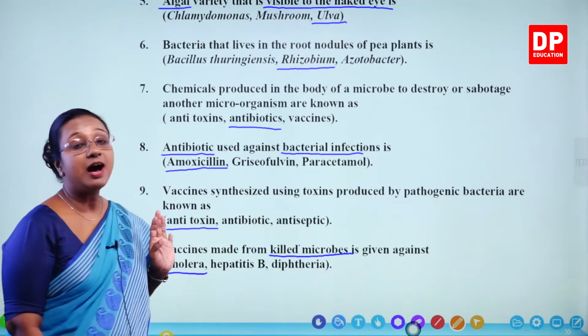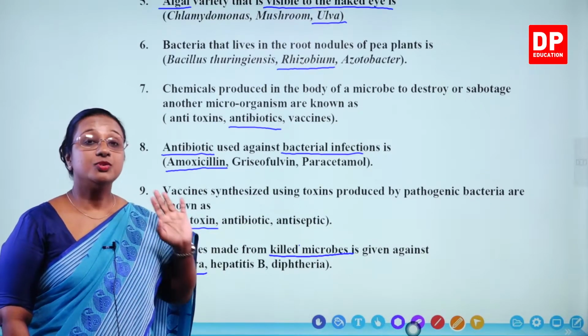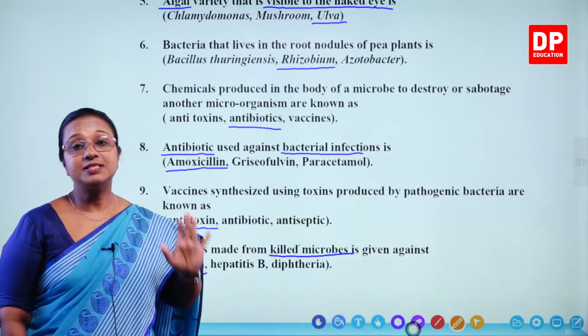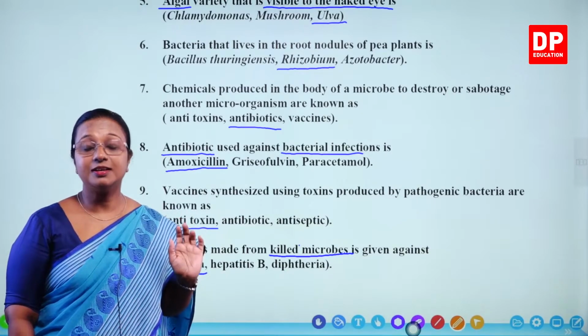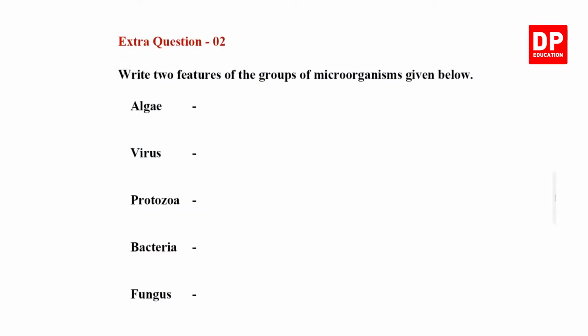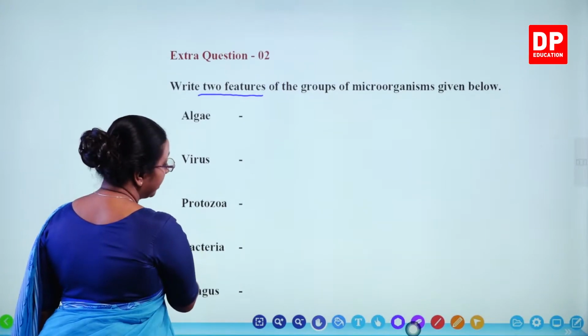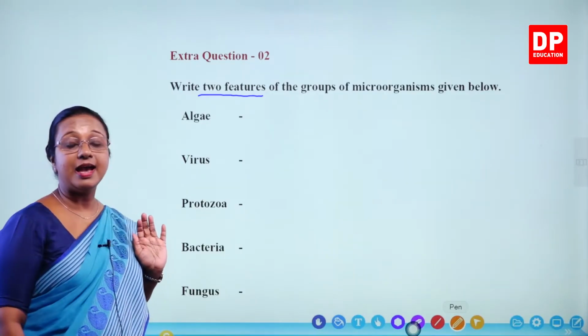So, those are the answers for these questions. I am sure you have got them all correct. The same way, when I move on to the next slide also, you all write the answer first and then you listen to my discussion to make sure that you have written the correct answer. So, the next question, extra question 2. Write 2 features of the group of microorganisms given below. You are familiar with all the 5 microorganisms: algae, virus, protozoa, bacteria and fungus.